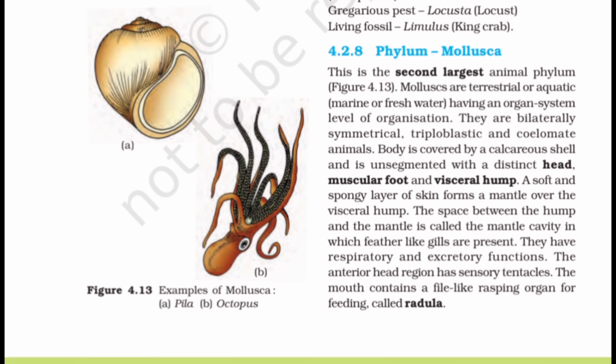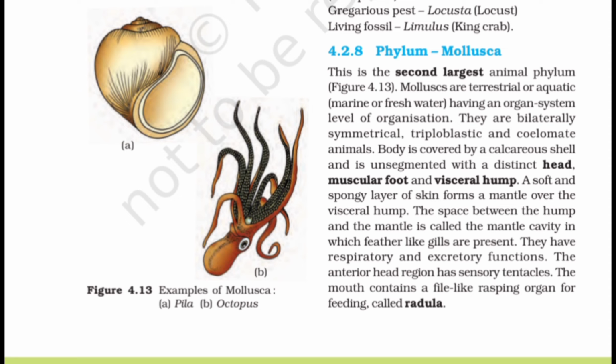The next one is phylum Mollusca. This is the second largest animal phylum, as in the figure 4.13, example of Mollusca, A, Pila and B, Octopus. Mollusks are terrestrial or aquatic, marine or freshwater, having an organ system level of organization. They are bilaterally symmetrical, triploblastic and coelomate animals.